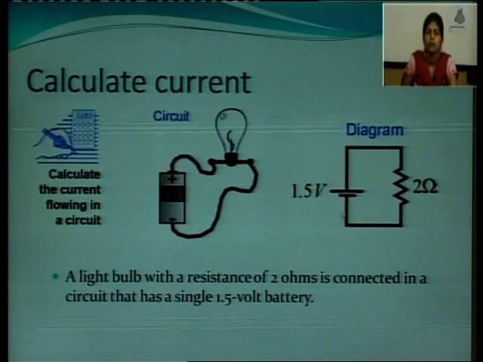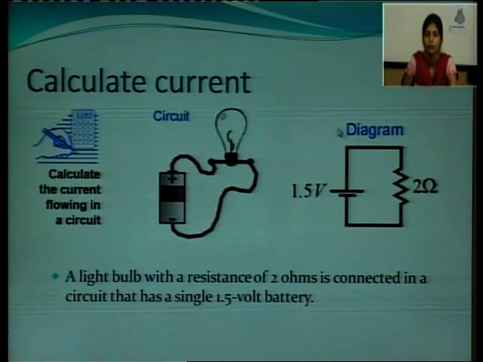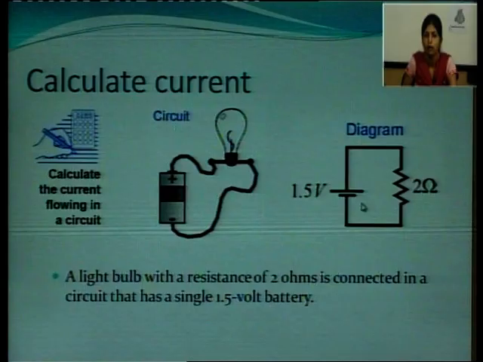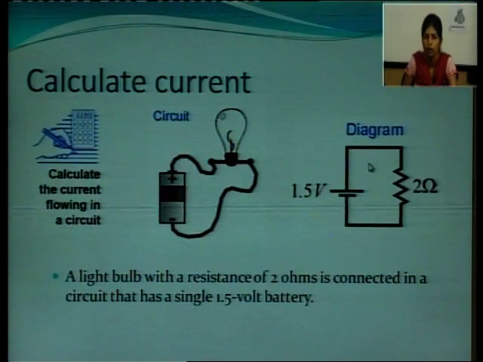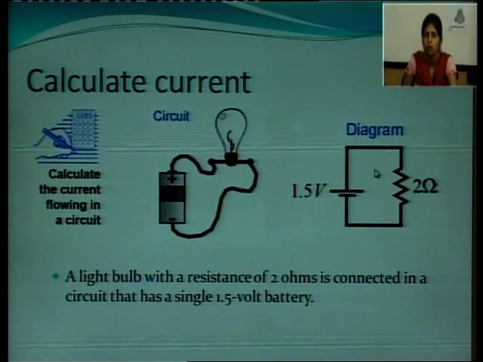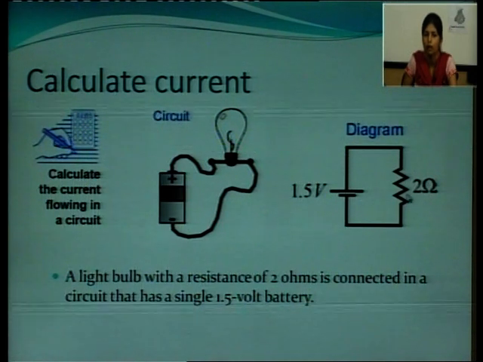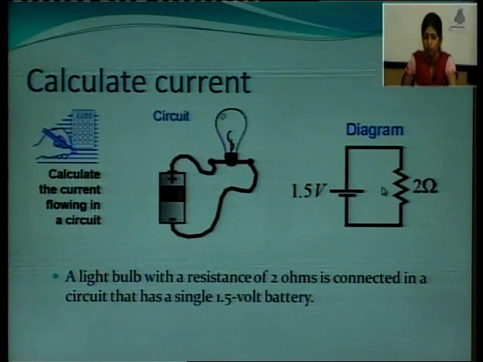Now see, this is a simple circuit in which a battery is connected with a 2 ohm resistance. Now calculate the current flowing through the circuit. Here the voltage and resistance are given. So the current can be calculated by using the relation I is equal to V by R. So it is 1.5 by 2 volts.